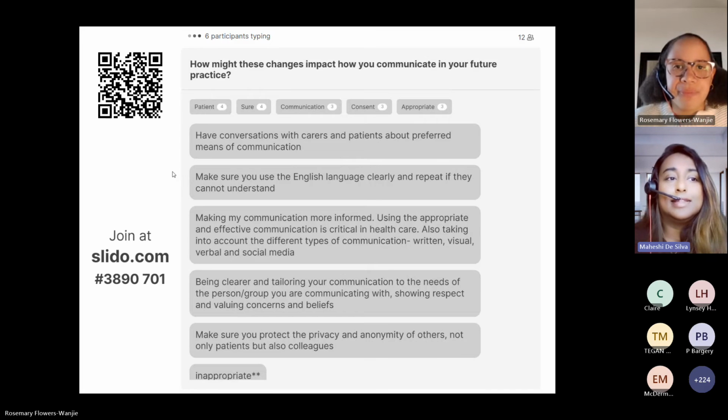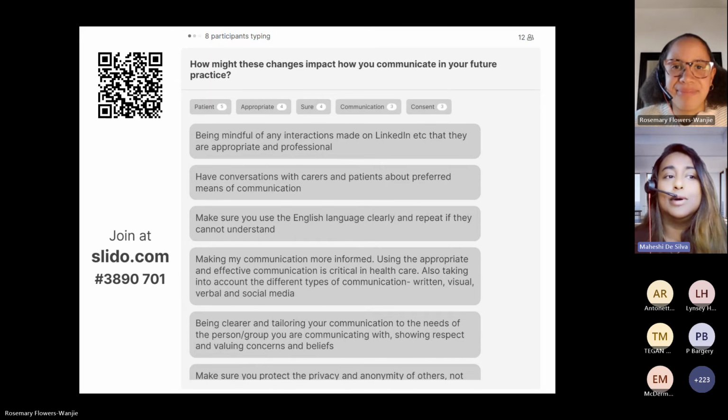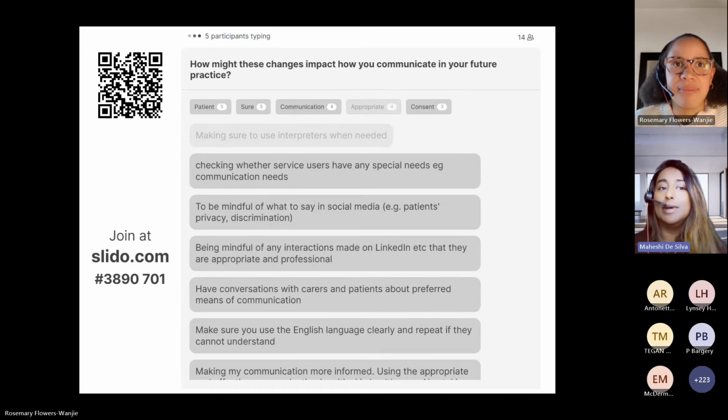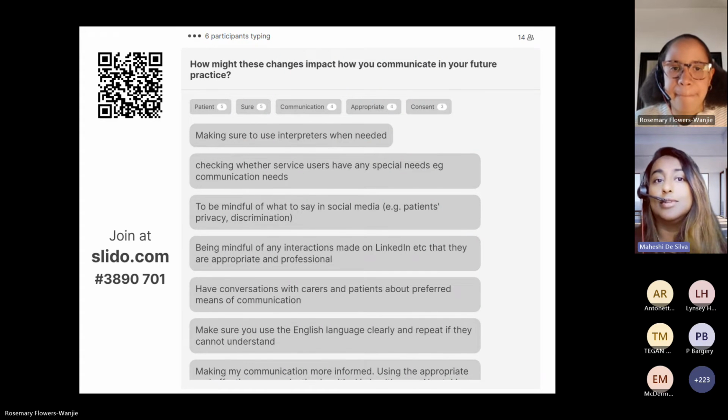Yeah, and I think that ties into another comment as well about having conversations with carers and patients about their preferred means of communication. And I think that also lends us to a question on the Teams chat that we've had in, and it's, is there any training you know of that might help neurodivergent people feel more confident that they are communicating respectfully?